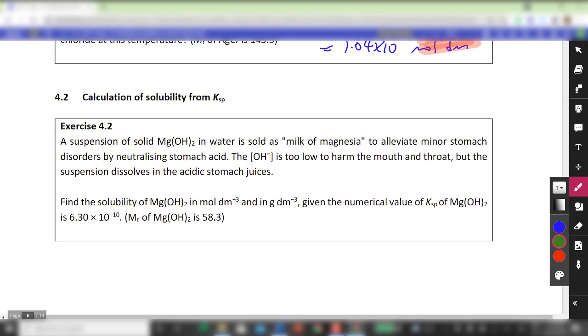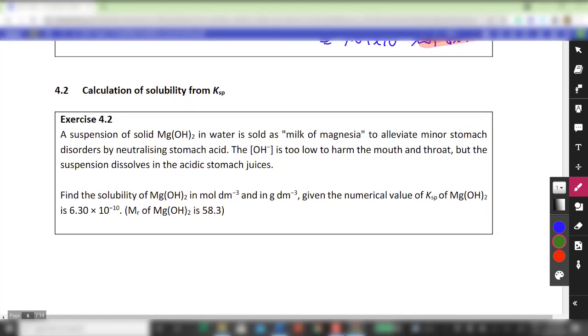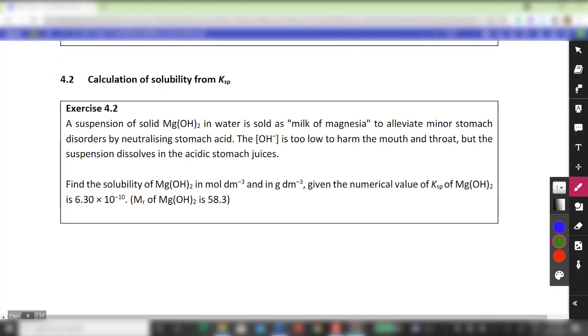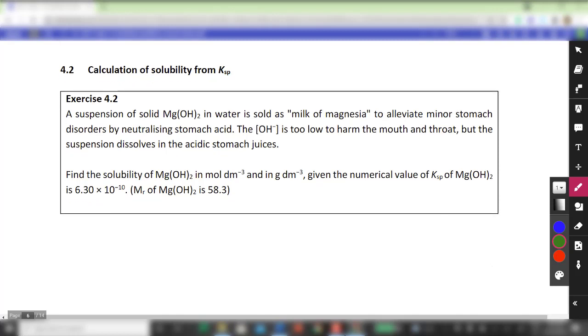Okay, so next we'll look at exercise 4.2. We have a suspension of solid magnesium hydroxide in water, known as milk of magnesia. It alleviates minor stomach disorder by neutralizing stomach acid. The hydroxide concentration is too low to harm the mouth and throat, but the suspension dissolves in the acid stomach juice because you expect some sort of acid-base reaction.